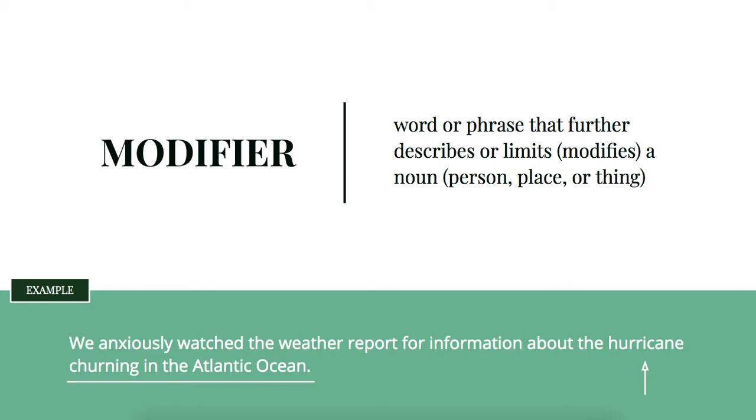Hopefully, you're able to identify churning in the Atlantic Ocean. That chunk of the sentence, that phrase there, is describing the hurricane. The hurricane is the noun, and churning in the Atlantic Ocean is the modifier. So what you are doing here with a modifier is you are adding an extra description to a noun. Now, it's important to point out that modifiers can be either words or phrases. They can be either one. In this video, we're primarily going to look at modifiers that are phrases, but keep in mind that an adjective is a modifier. So it's important that those modifiers go in the right place.